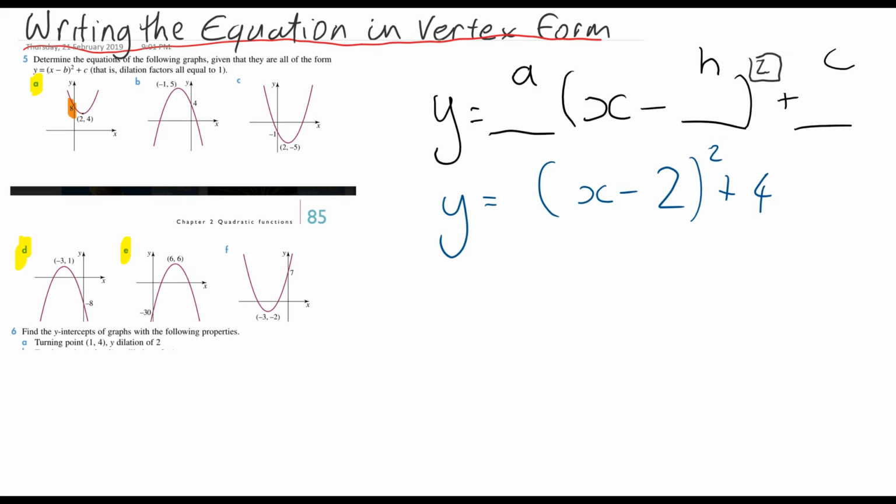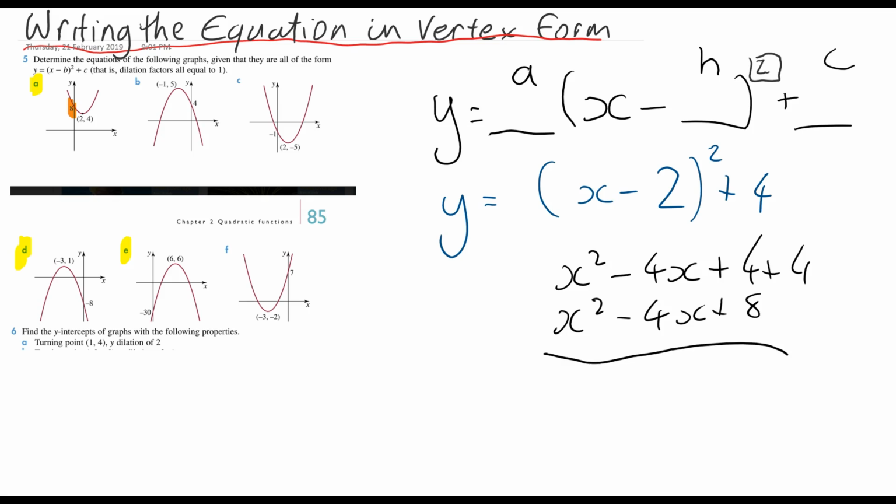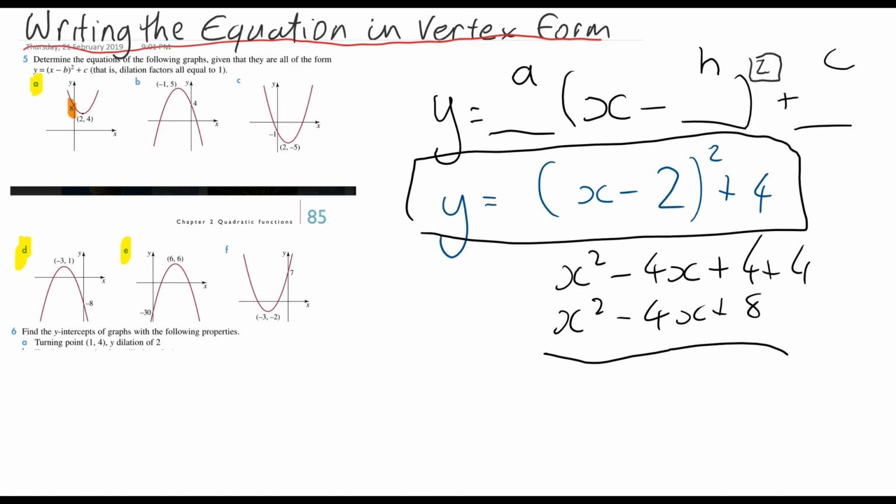So what I do is (x minus 2) squared is x squared minus 4x plus 4, plus 4, so x squared minus 4x plus 8. So 8 is my intercept, so the dilation factor is correct. That is my equation for the graph in vertex form. So that is my answer, because it asks for vertex form.